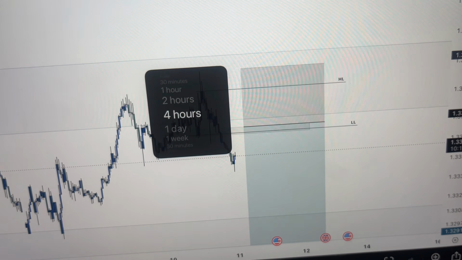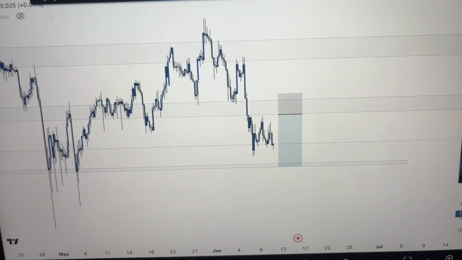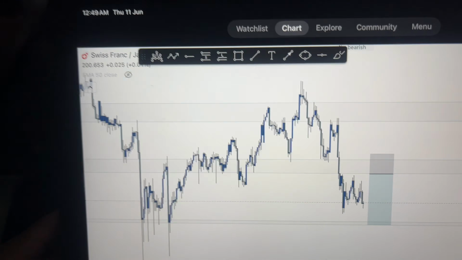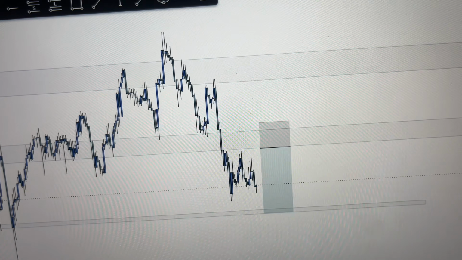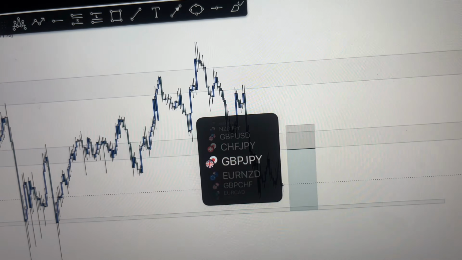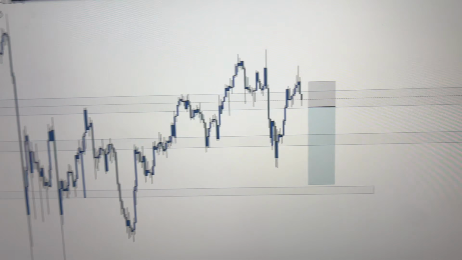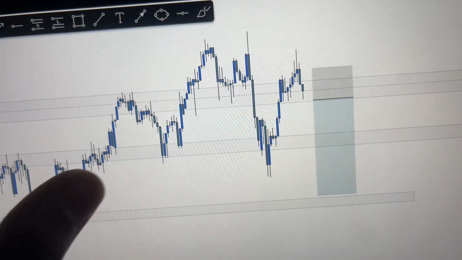So I'm moving on to CHF JPY. On CHF JPY, I'm waiting for price to come all the way to this zone right here, and then we sell. For some weird reason, I'm only looking for sells this week. Next we have GBP JPY. On GBP JPY, I'm also looking to sell.